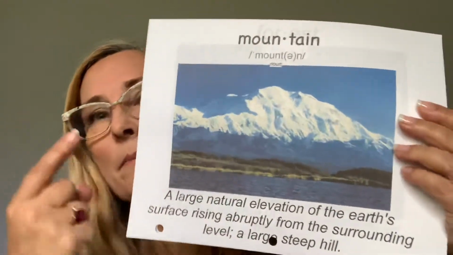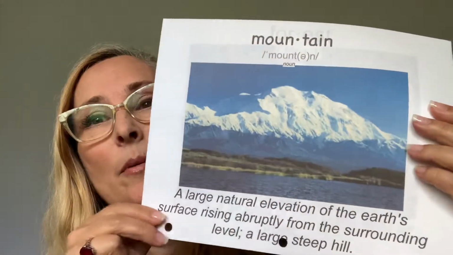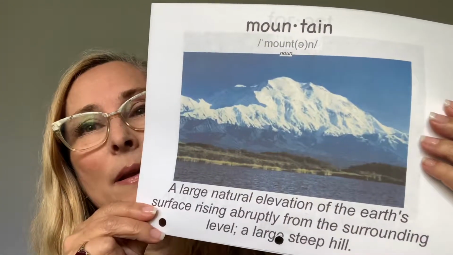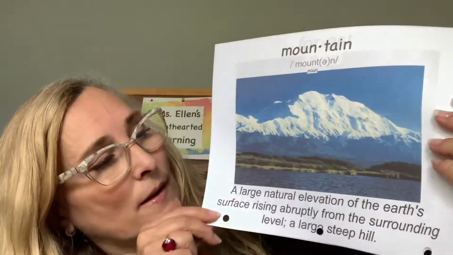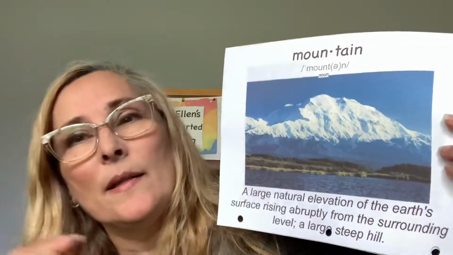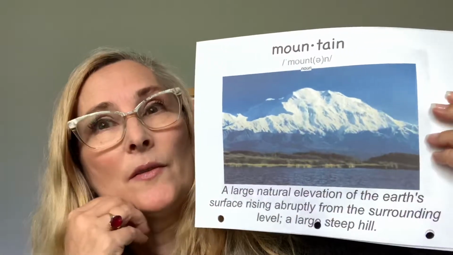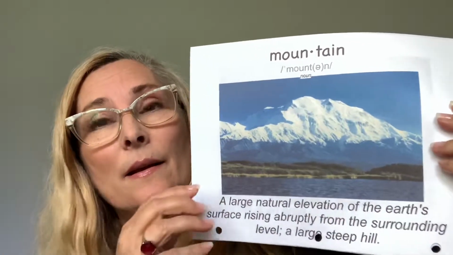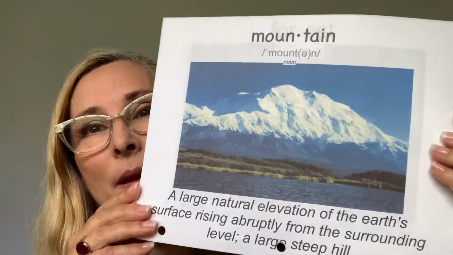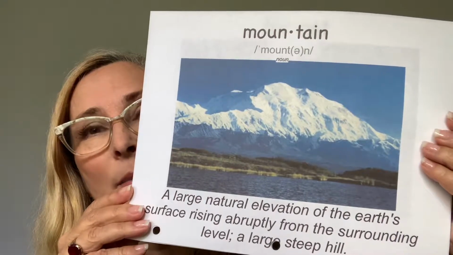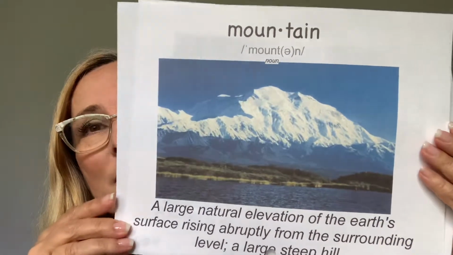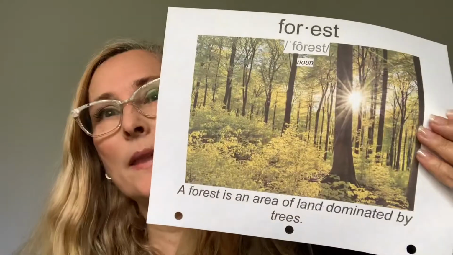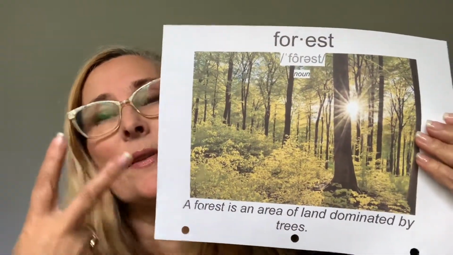Here's another one, mountain, also a 2-syllable word. A mountain is a stretch of land that has a big steep hill that comes out of it, steeper than just your average hill. It's a great big incline, all right? And there are animals that can live in this land habitat as well. Mountain, okay, and then the last one is also a 2-syllable word.